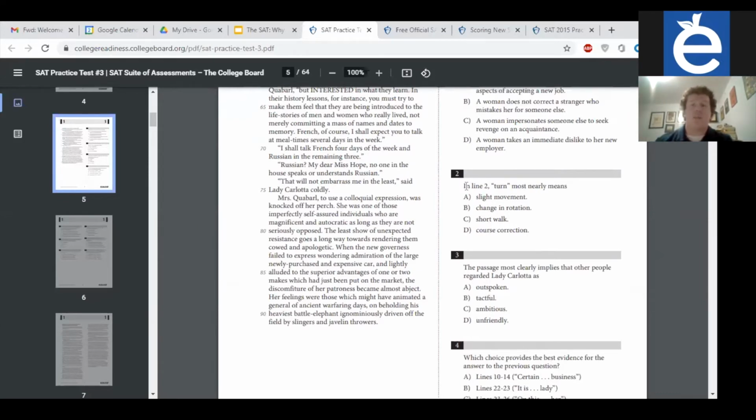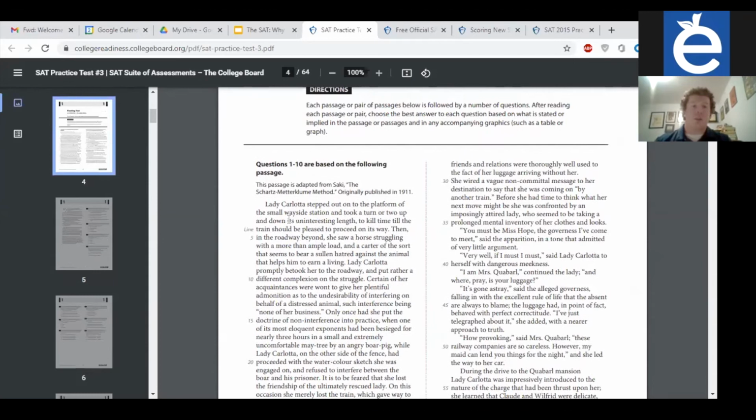So the way we do that, let's start with number 2. It says, in line 2, turn most nearly means. So what we're going to do is go up to line 2 and find where they're using the word turn. Lady Carlotta stepped out on the platform of the small wayside station and took a turn or two up and down its uninteresting length to kill time till the train should be pleased to proceed on its way.